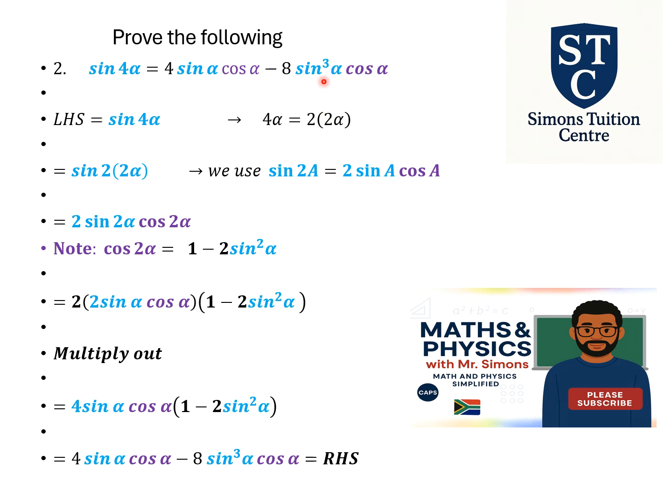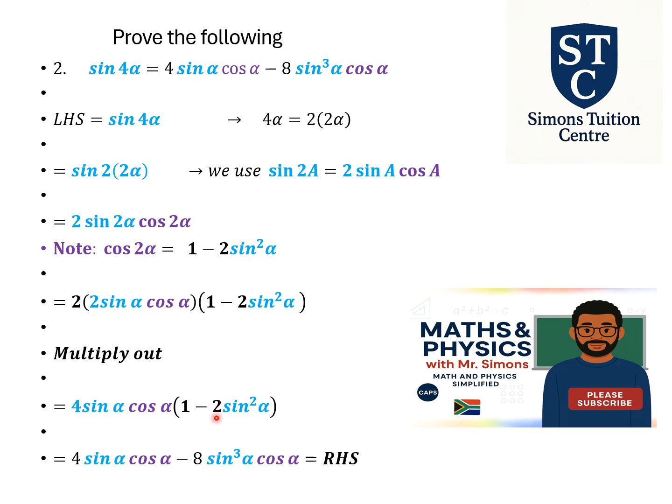Reason why I've done that, they've got the sine cubed. And I only have a sine alpha. So the only way to go from sine alpha to sine cubed, I have to multiply it by a square. So that is the hint I used why I changed cos 2 alpha to 1 minus 2 sine squared alpha and not the other 2. Right, so if I multiply 2 times 2 would give me 4 sine alpha cos alpha times 1 minus 2 sine squared alpha.